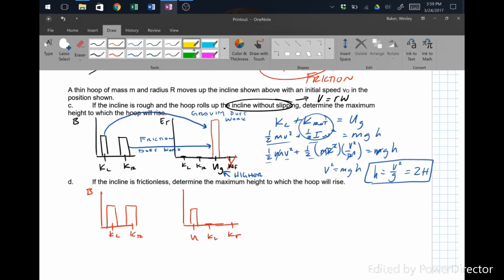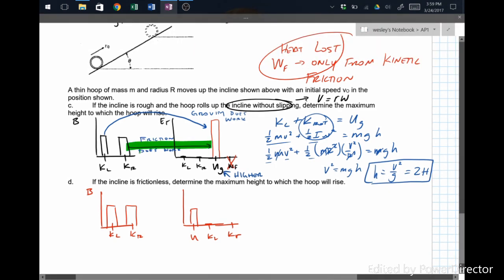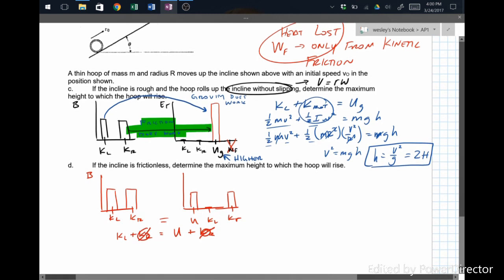If there's no friction, then this is not going to happen. I don't have friction to change rotational kinetic energy into gravitational potential energy. So I still have the same amount of rotational kinetic energy at the end. So what we're going to do here as far as our conservation of energy is to say the energy at the bottom, linear kinetic energy plus rotational kinetic energy, is equal to the energy at the top, potential energy plus rotational kinetic energy. These two things are the same, so that's gone.